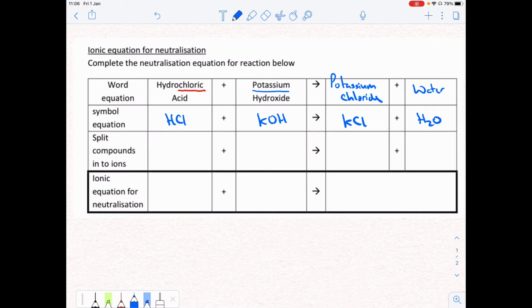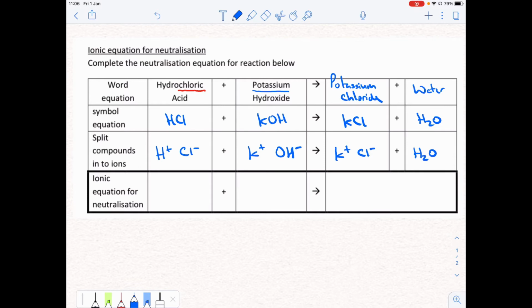Now in order to form the ionic equation from this, what I'm going to do is split these chemicals into the ions that exist in the compounds. So here we've got HCl. HCl will split into hydrogen ions and chloride ions. Potassium hydroxide splits into potassium ions, which are positive ions, and hydroxide ions, which are negative ions. Potassium chloride is ionic, so that's going to form potassium ions and chloride ions. And water is covalent, so it doesn't actually form ions, it will remain as H2O. As I said, it's a covalent compound.